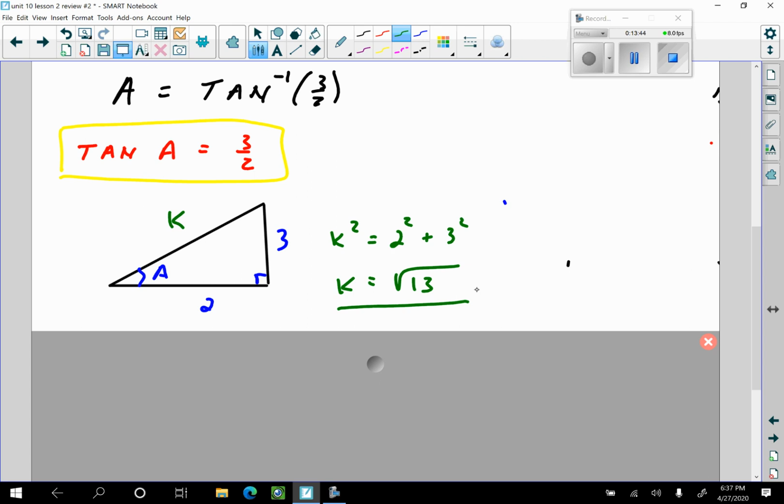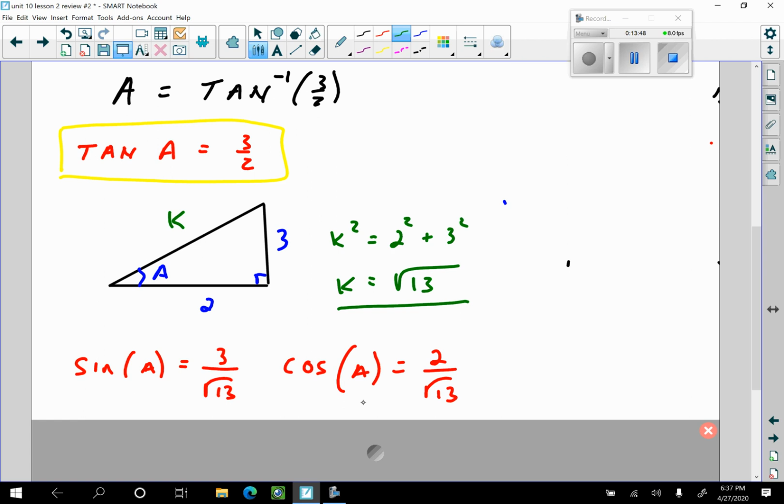And if I know K is square root of 13, what's the sine of A? The sine of A is opposite over hypotenuse. Oh, yeah. And the cosine of A is the adjacent over the hypotenuse. The geometric definition of the trig ratios, the exact thing that we started with when we started trigonometry back in, I think it was late January or early February.